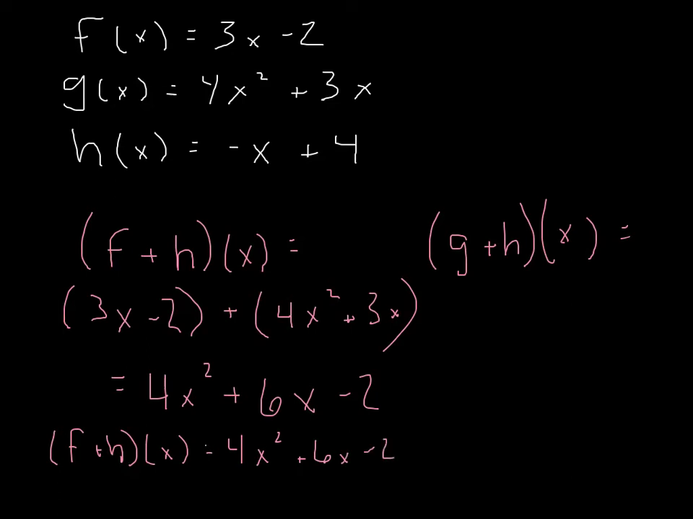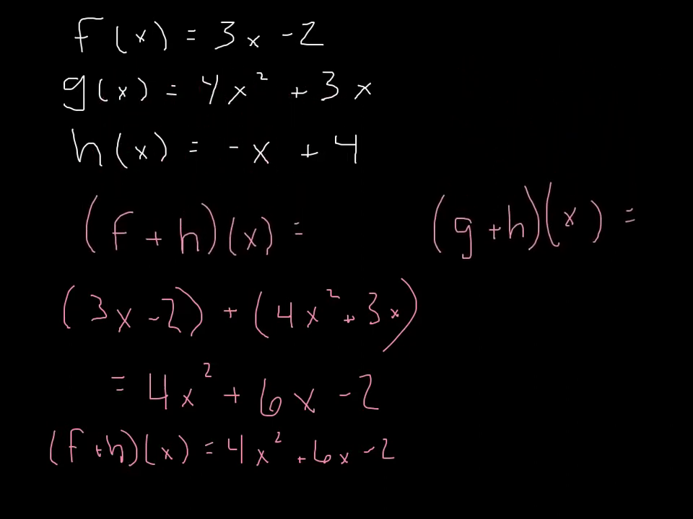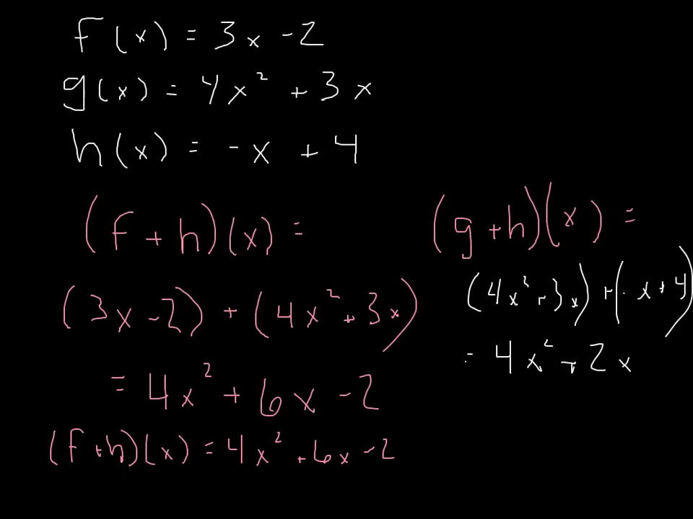Now if I try that again with g plus h of x this time, I would write the 4x squared plus 3x and then add to it negative x plus 4. I'm going to combine my like terms, so I have 4x squared plus 2x plus 4. So that would be my new function.